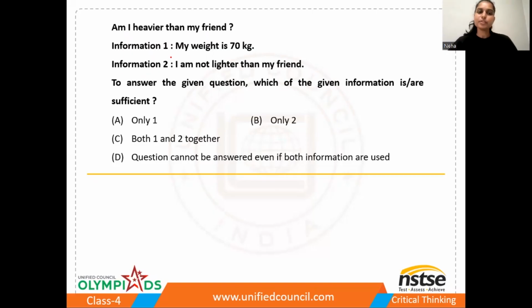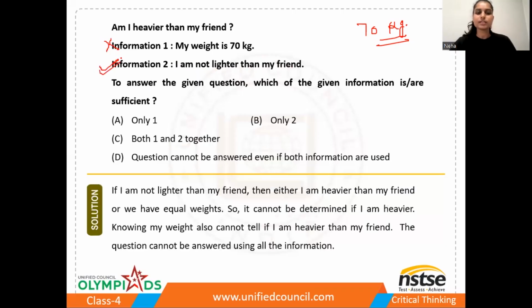Information one is my weight is 70 kg. In information one, basically the weight is given. In information two, I am not lighter than my friend. I am not lighter than my friend, then obviously I am heavier than my friend, right? So I think this information is not sufficient, but is this statement sufficient to answer the question?